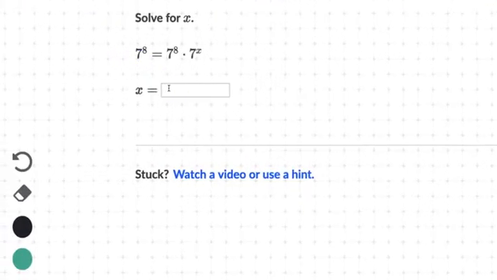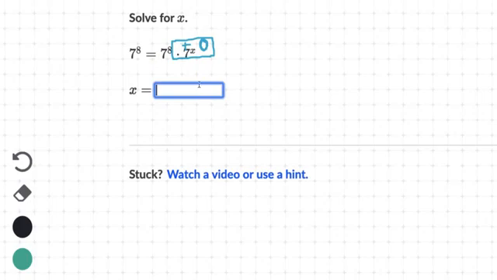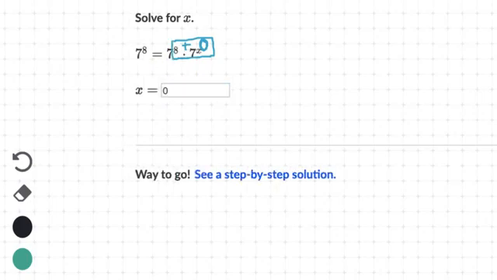Alright, so we have 7 to the 8th power equals 7 to the 8th power times 7 to the x power. These are multiplying powers. So remember, when they're being multiplied, you're really adding the powers together. So we want to know, what does 8 have to add to get to 8? Well, 8 has to add 0 to get to 8. So this one should be 0.